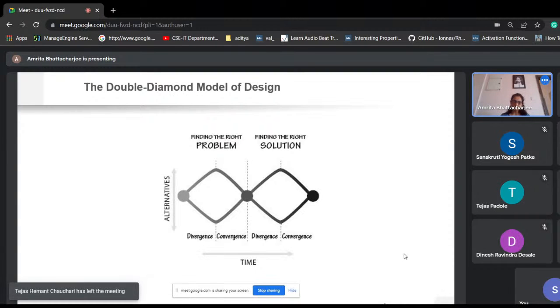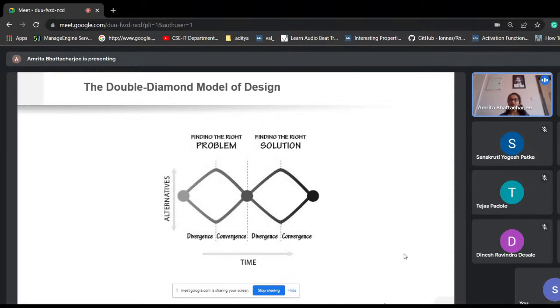And from there comes the convergence process. That is, after exploring the problem and after getting different views of the users, we try to converge to a certain point. That is, we say how to define the problem. Because whenever you go for a field study, you will understand that any problem actually consists of various issues. Now, how can we define the problem so that we can address the important issues? So that is called the convergence.